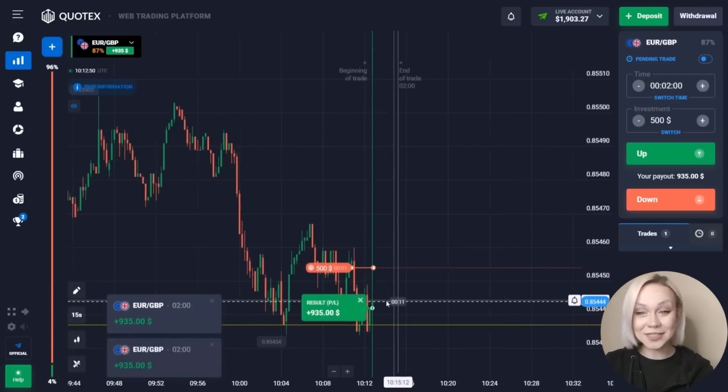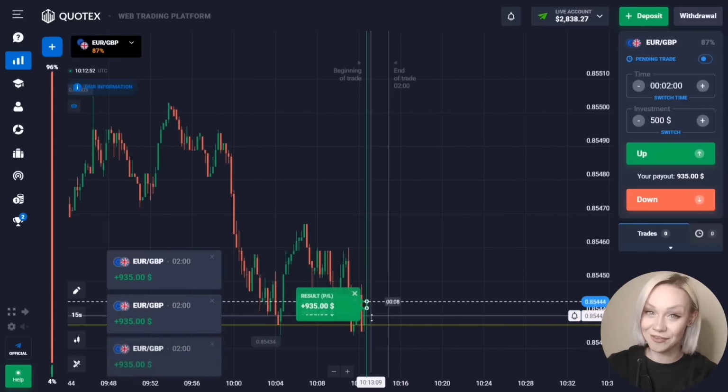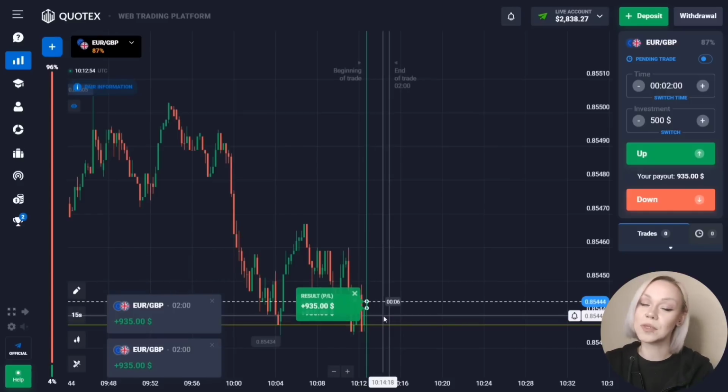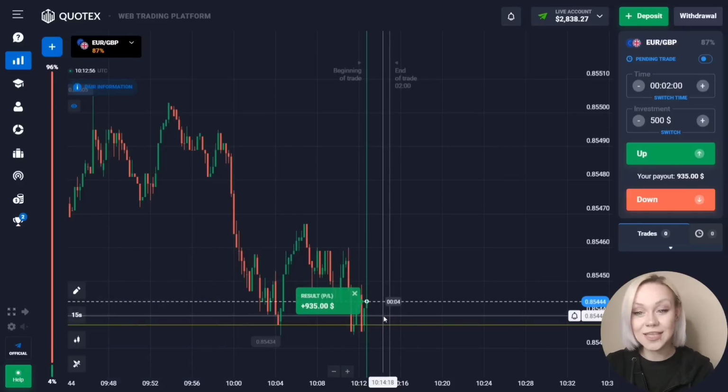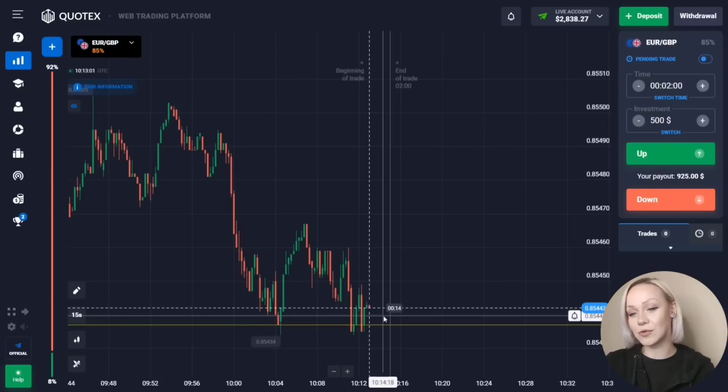Great. The price continued to move down and we made a profit. As you can see, in this case, 2 minutes was also quite enough for us. And we managed to make money on this downward movement. Everything is going great, so let's continue and find the next entry point.